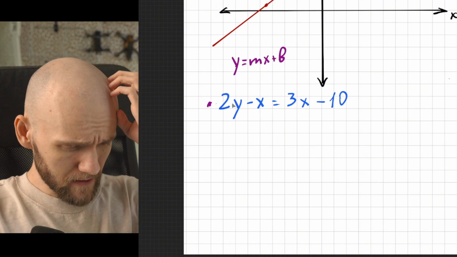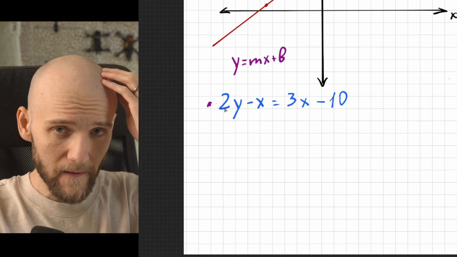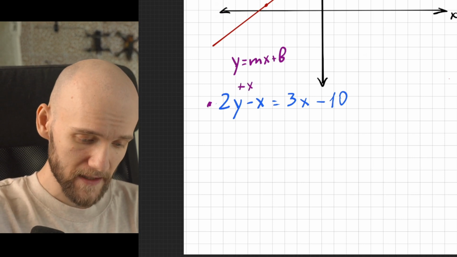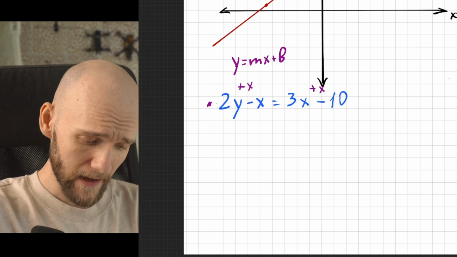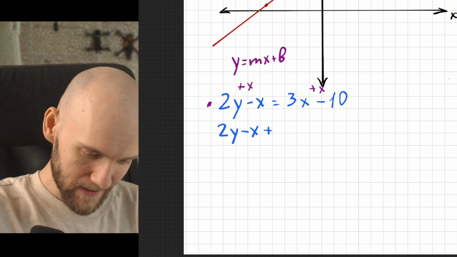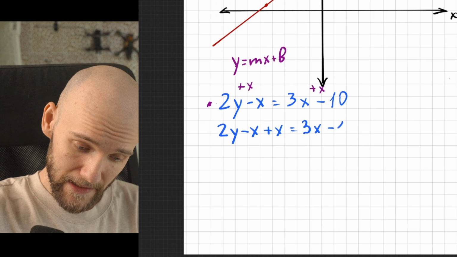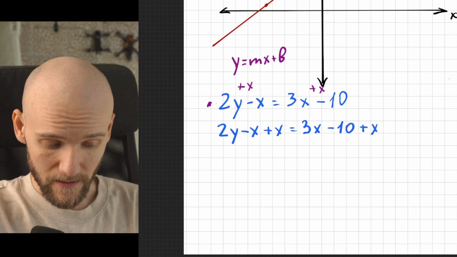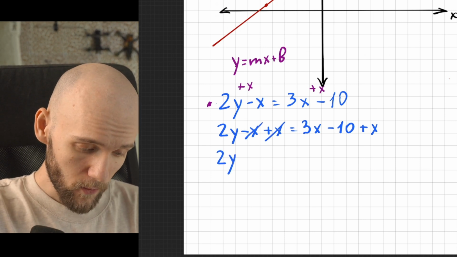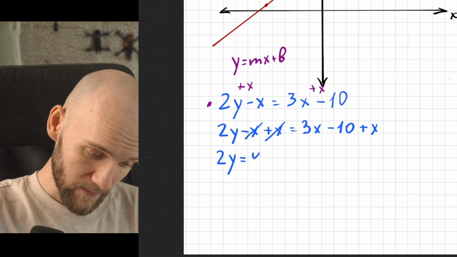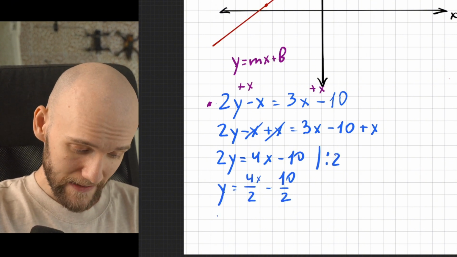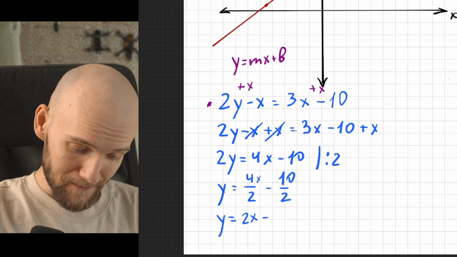So first thing first, we should make sure that y is the only thing that stays on the left and everything else goes to the right. So we start with adding x to both sides of this equation. We add x to the left and to the right. So what we have is 2y minus x plus x equals 3x minus 10 plus x. We just added x to both sides of the equation, that's why nothing changed. Those x's kill each other out, so we have 2y equals 3x plus x will be 4x, and then minus 10. Then we just divide both sides by 2, we get y equals 2x minus 5.